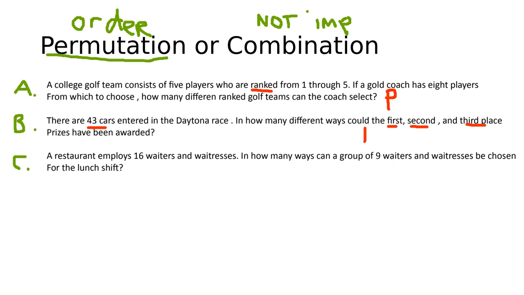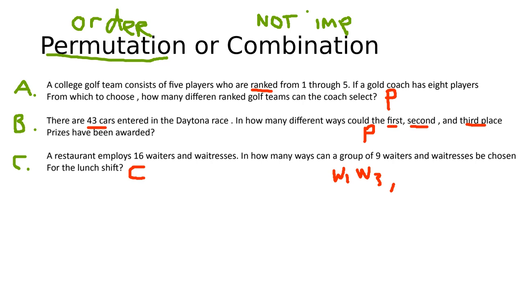And then the last one, a restaurant employs 16 waiters and waitresses. In how many ways can a group of 9 waiters and waitresses be chosen for the lunch shift? Here, it doesn't really matter if waiter number 1 stands next to waiter number 3. The order does not matter as long as we have our 9 waiters and waitresses for the lunch shift, right? So this is going to be a combination. Again, the order is important for a permutation, but not important for a combination.